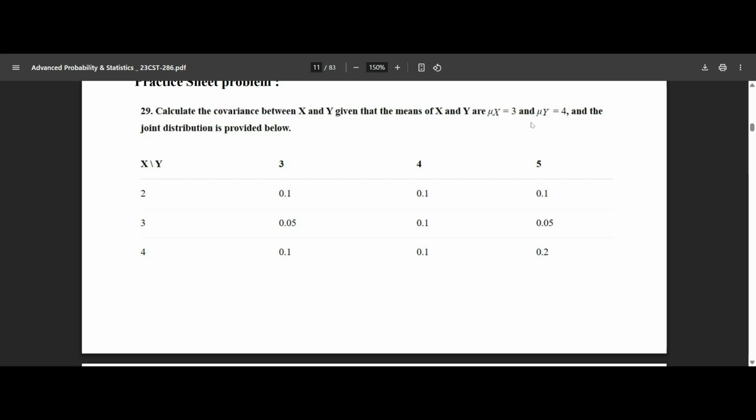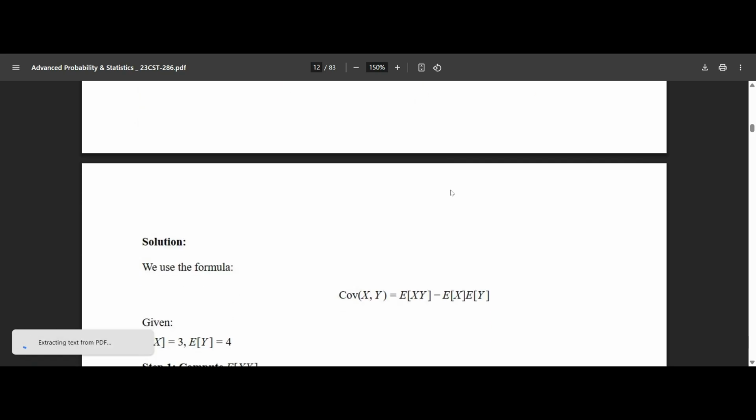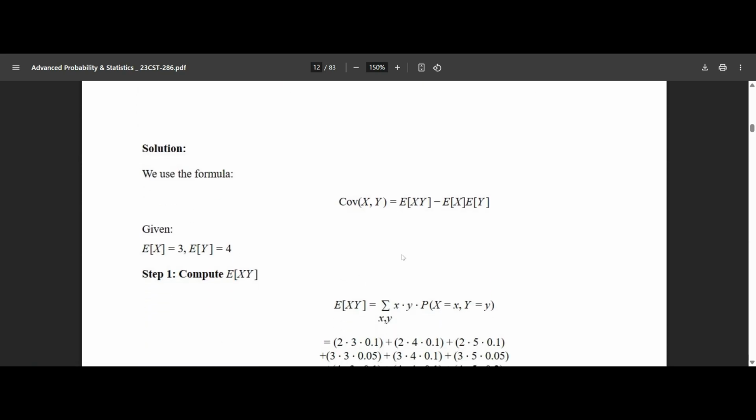So calculate the covariance between x and y given that the means of x and y are mu x and mu y। Mu x equal to 3, mu y equal to 4, and the joint distribution is given here। उसके लिए हम क्या करेंगे, कोवेरियंस ऑफ एक्स वाई इक्वल टू ई एक्स वाई माइनस ई एक्स इंटू ई वाई.